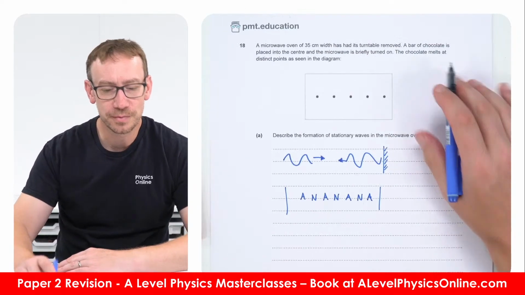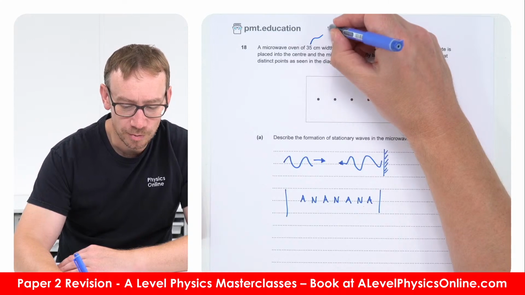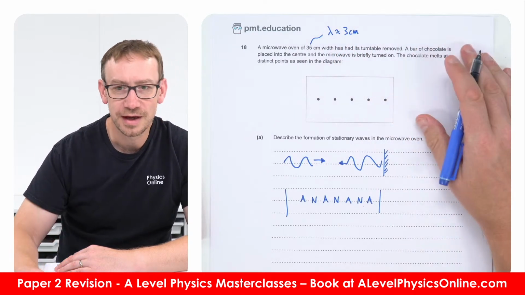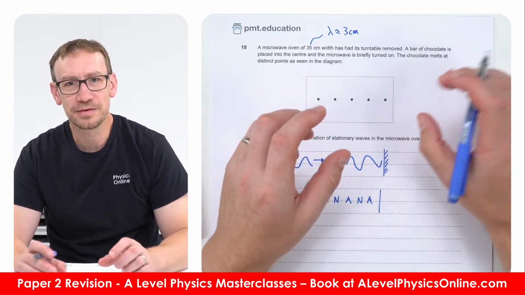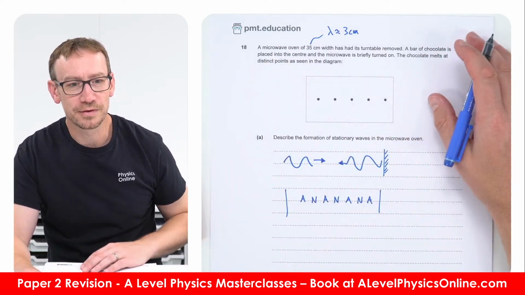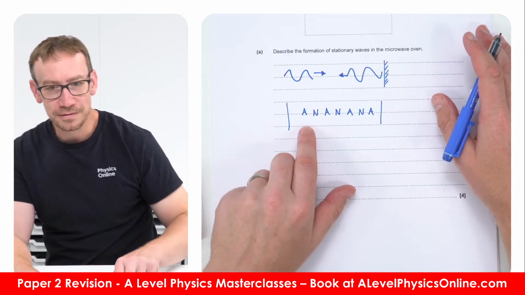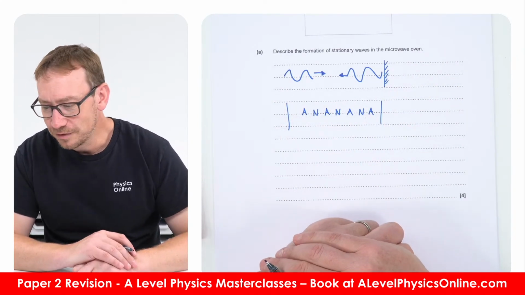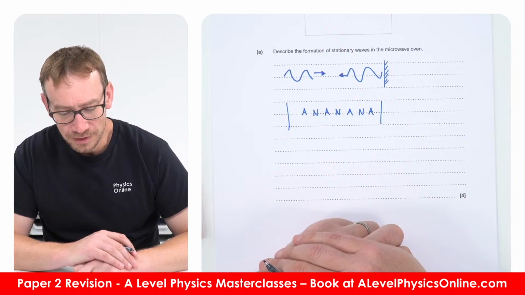If it's a microwave as well, you know that normally the wavelength is in the order of about 3 centimetres. And that means it might be a couple of centimetres between the antinodes, the melted spots on here. Okay, so we're going to have antinodes and nodes through this. So, describe the formation of the stationary waves.